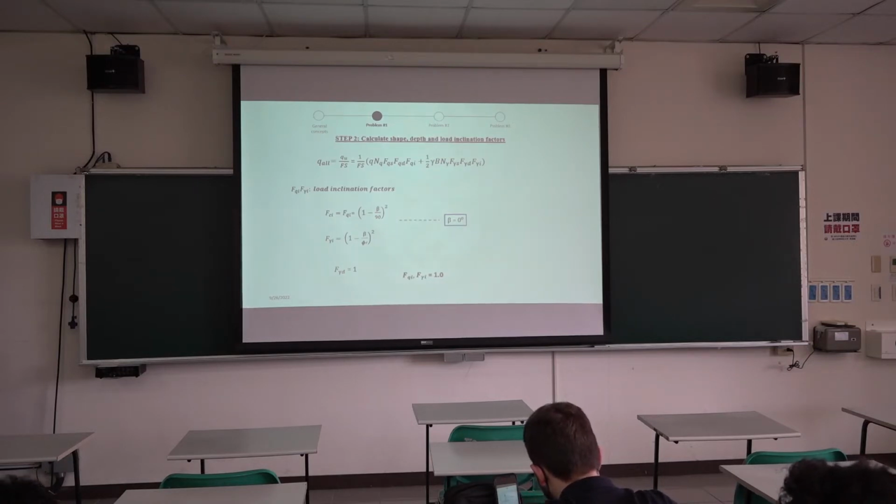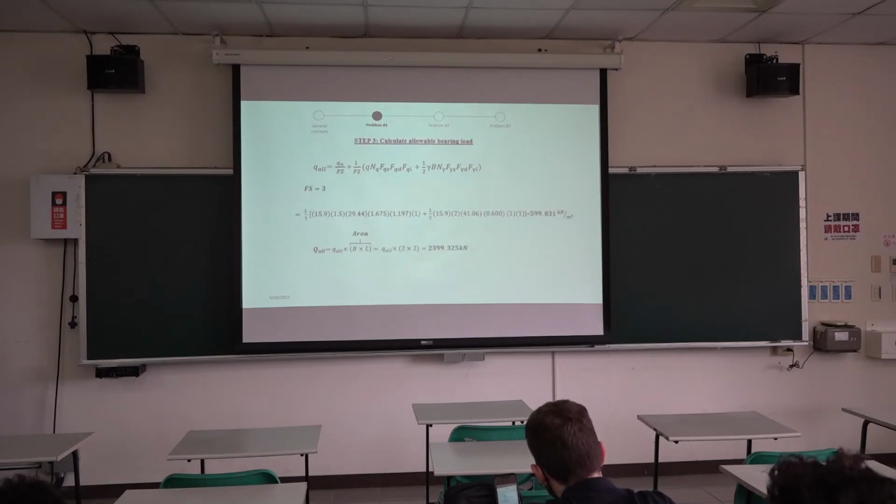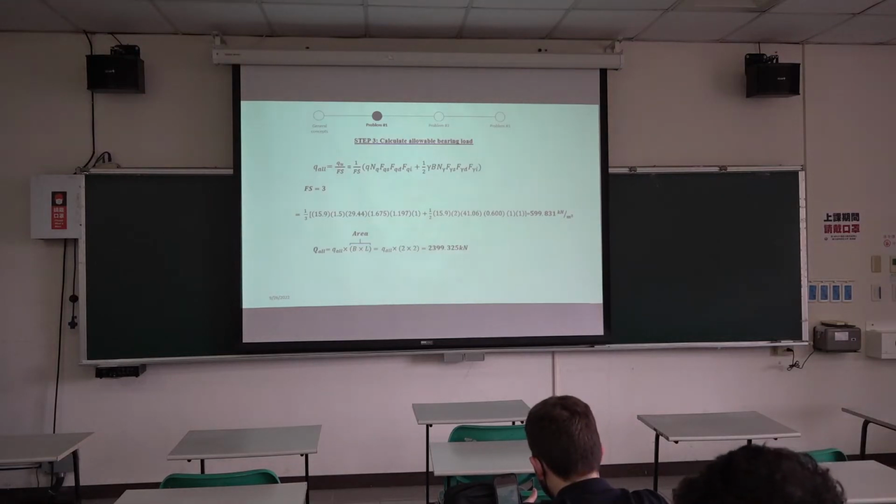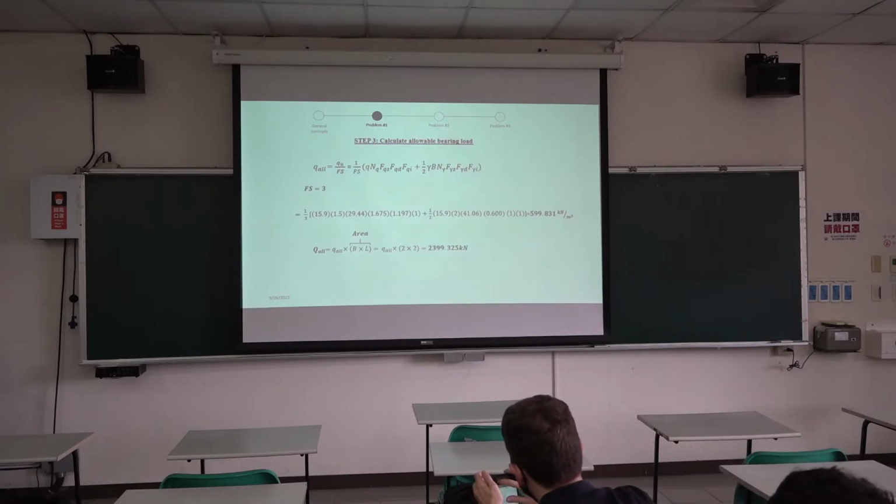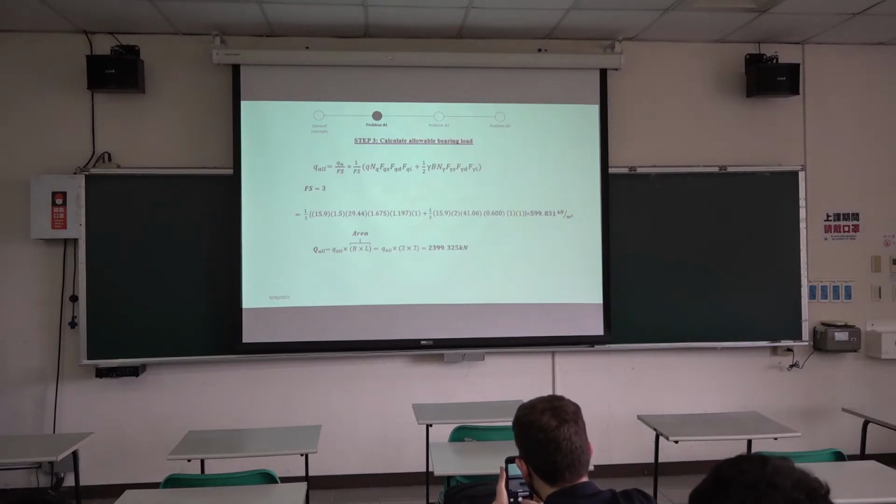Okay? And so finally, the last step is to calculate the allowable bearing load. So remember, this is the equation that we have, and we have to divide this ultimate bearing equation by the factor of safety to get the allowable bearing capacity. So after we input all these values that we calculated through those steps, we end up getting this as the allowable bearing capacity.